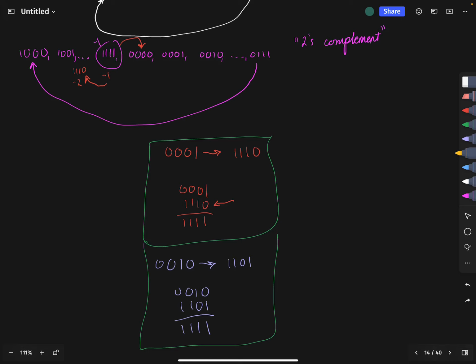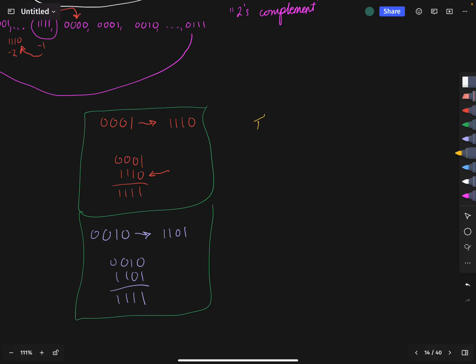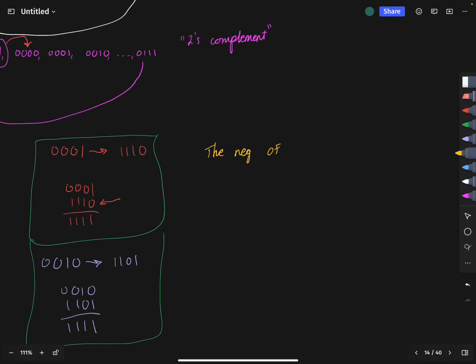So the negative of, let's just write down a random number, and this time I won't even constrain myself. These ideas will all carry over no matter how many bits you have. So I'm going to write down a random number of bits. I'll say 0, 0, 1, 0, 1, 1, 1. That's my number, and we can interpret this as clearly a positive number.